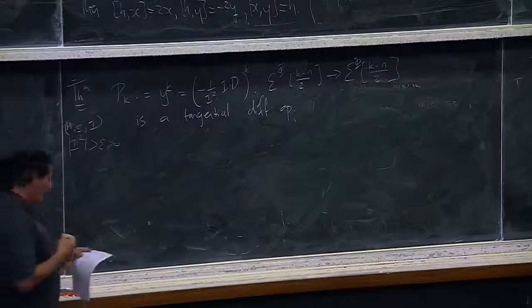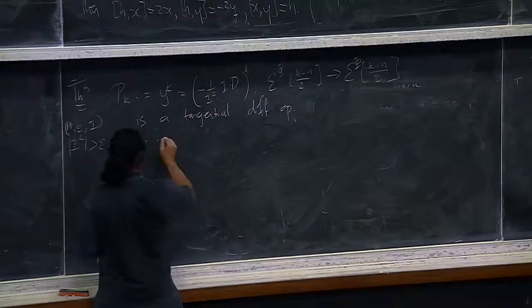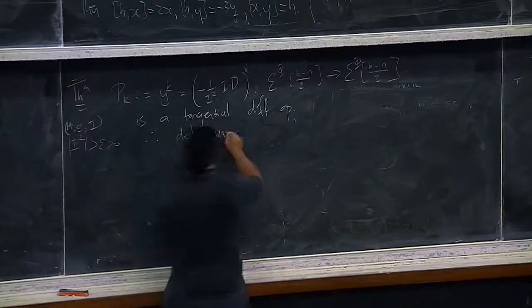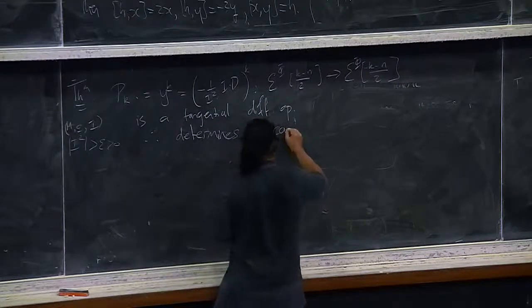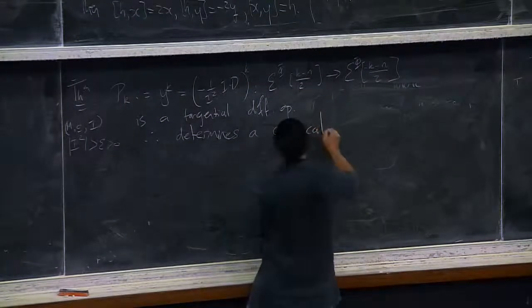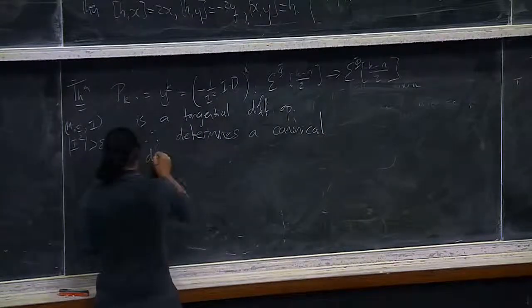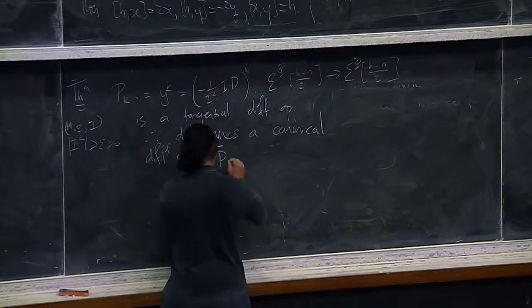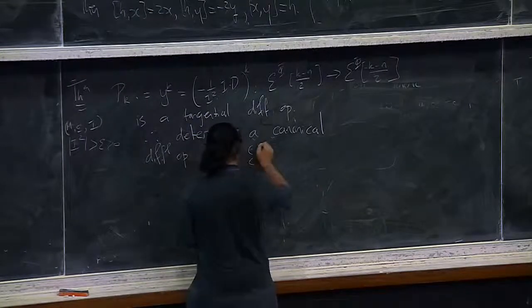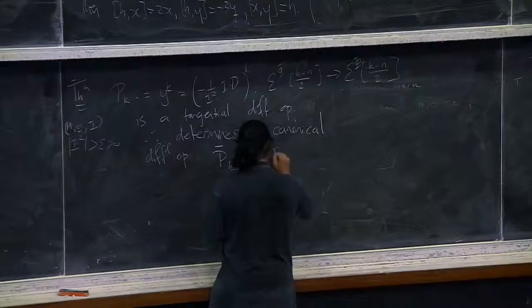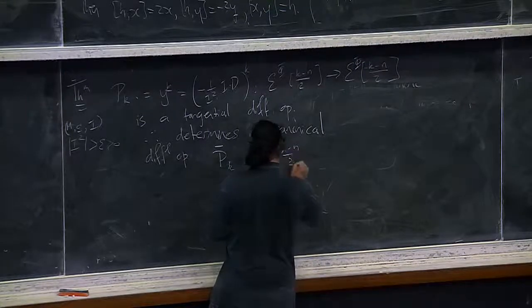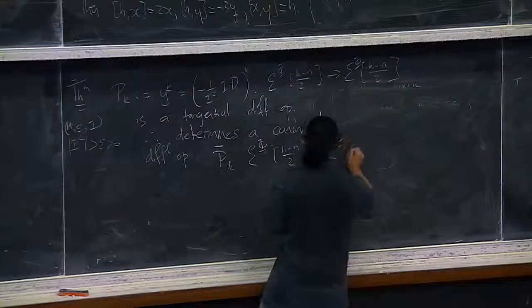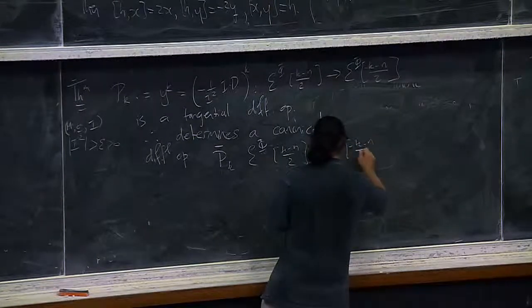Okay, so what? Well, therefore, this determines a canonical differential operator, P bar k, taking tractors of weight k minus n over 2 onto tractors of weight minus k minus n over 2.